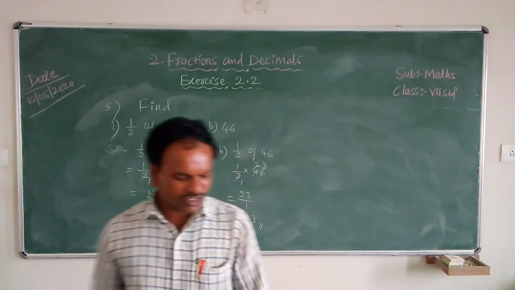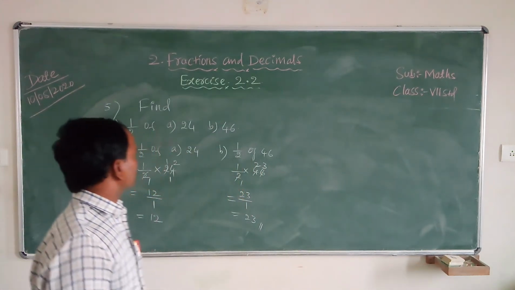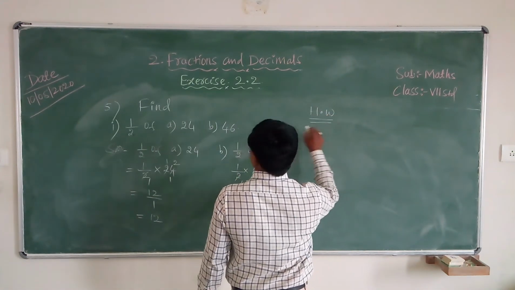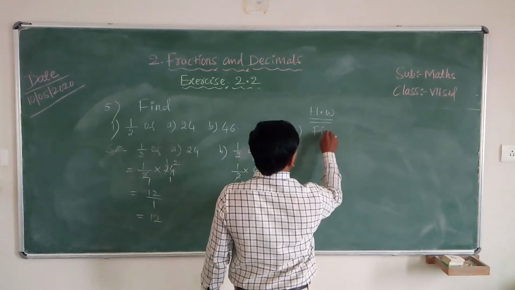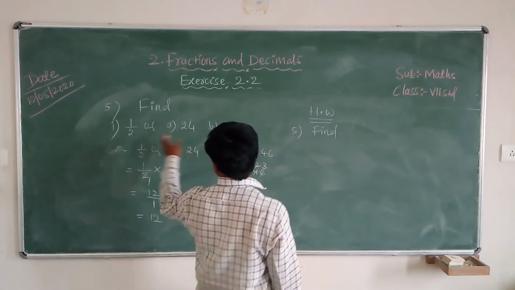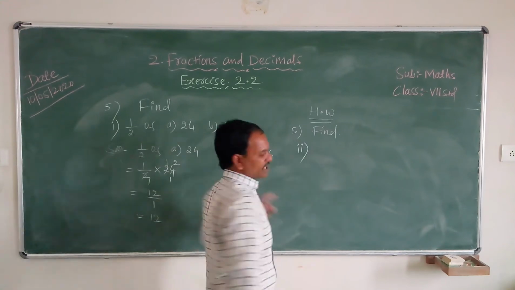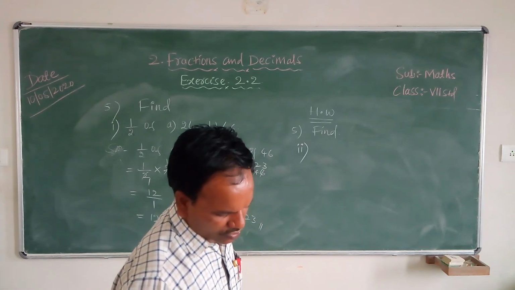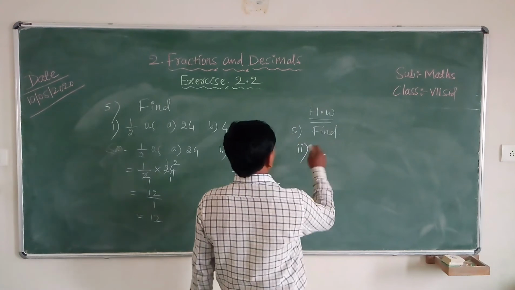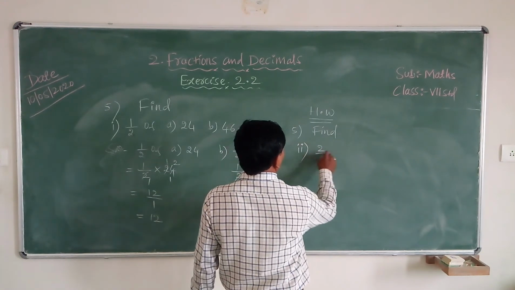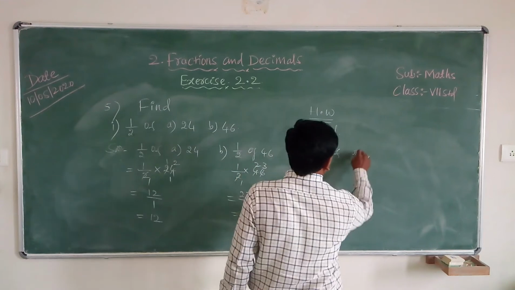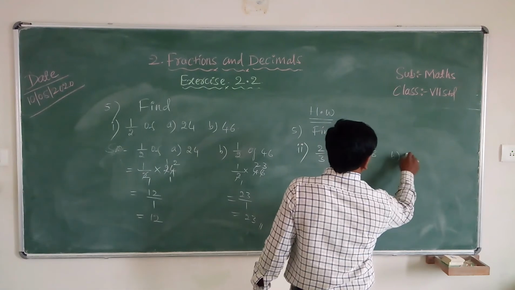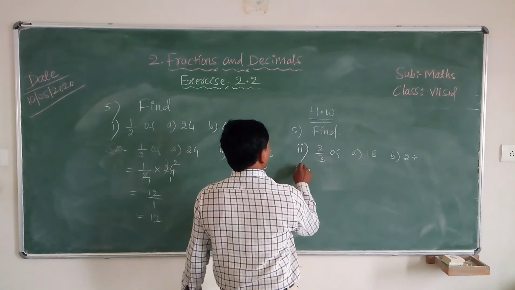Okay. Next one, B. So I give homework. You do the homework. So the fifth question is: find. Homework, we have to do the homework. So one more, second one. Second B is 2 by 3 of A, where A is 18 and B is 27.